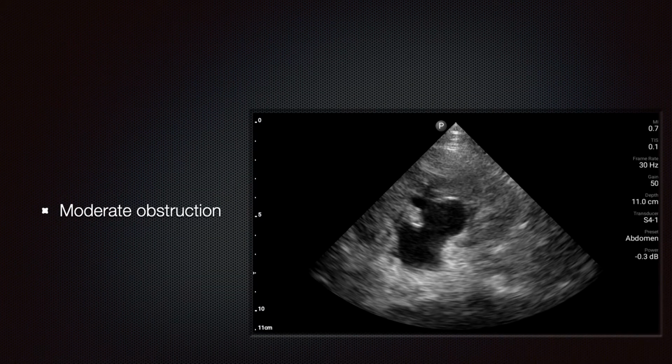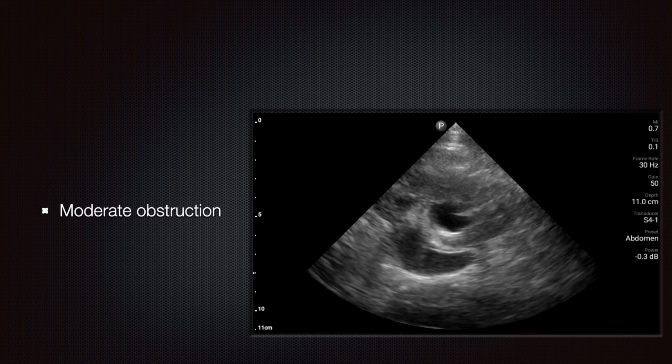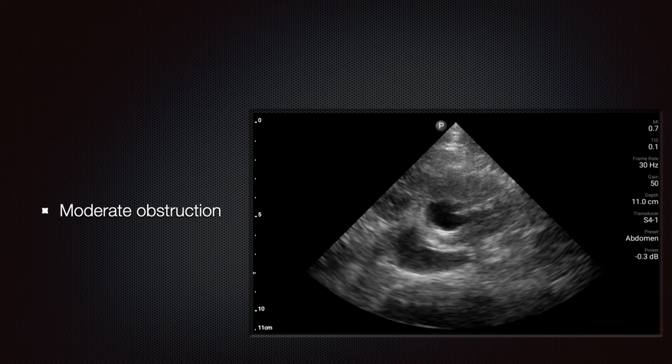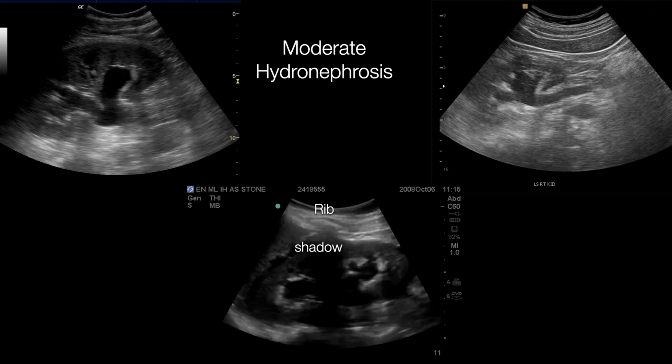And here's a scan of an actual patient with moderate obstruction. So you can see this has somewhat of that bear claw look to it. Here's some better examples of moderate obstruction. Also, the one in the top right is probably the clearest with that bear claw, and you can even see the dilated ureter going down towards the bladder. The one in the middle, unfortunately, has a rib shadow again, so we should have slid down a little bit and then turned the probe and got that rib shadow out of the way.